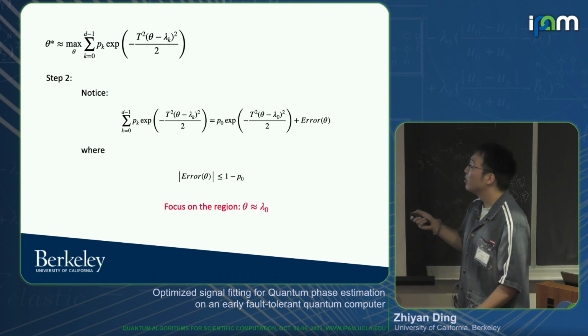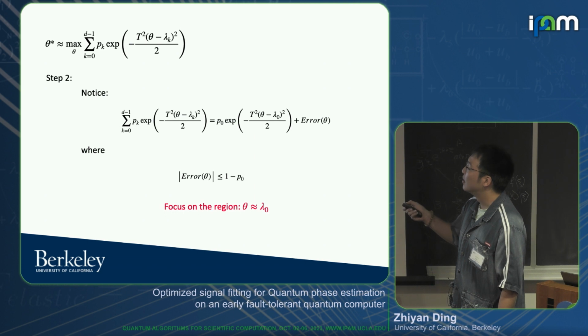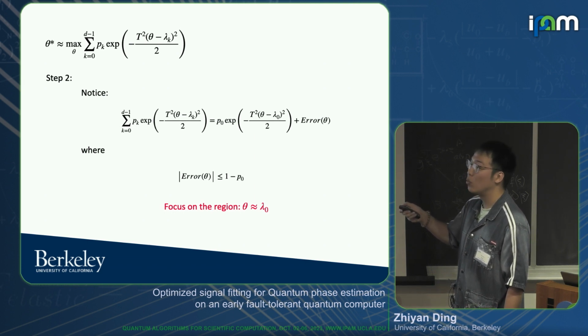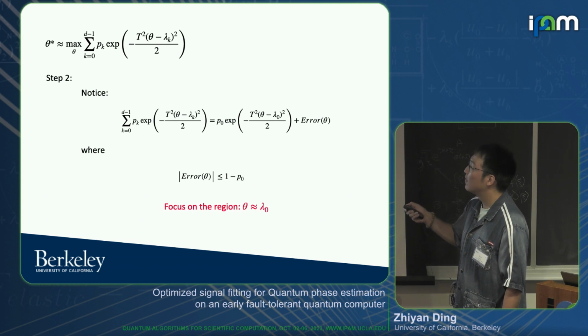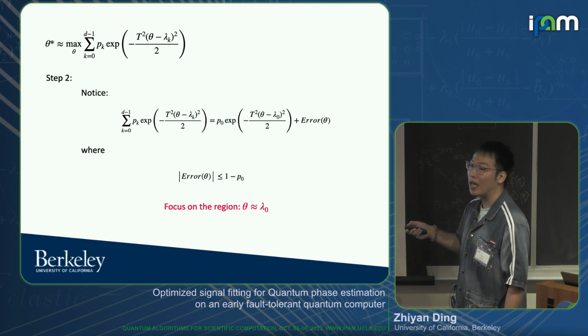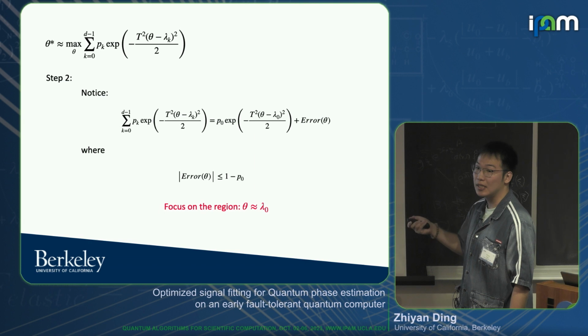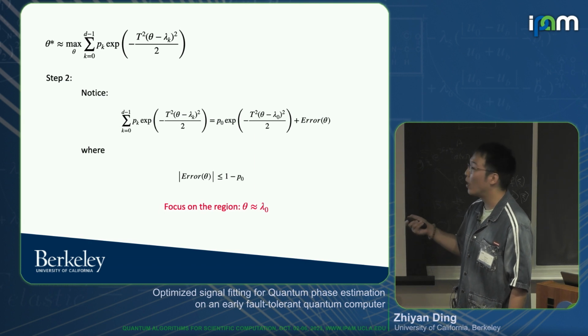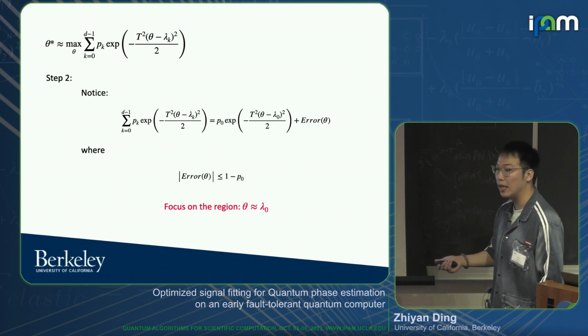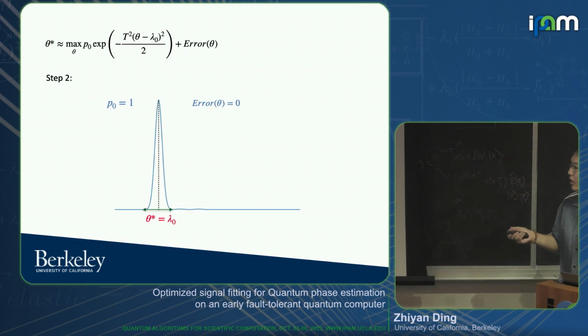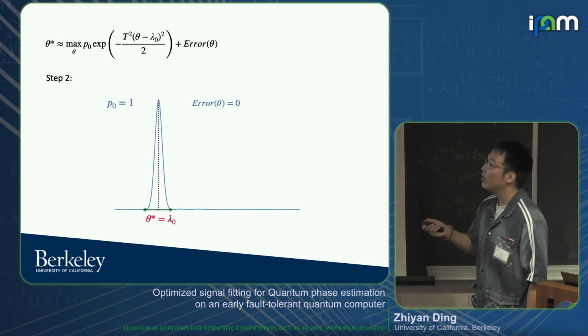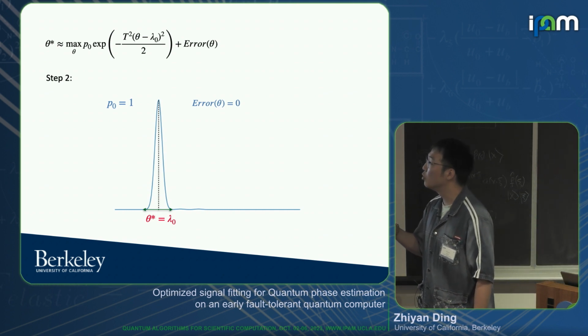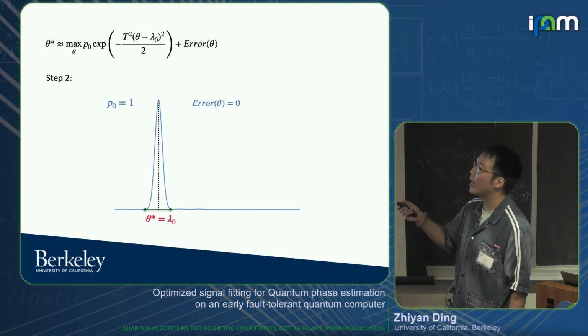One thing you can notice is that since this exponential part is always smaller than 1, the absolute value of this error term is always bounded by 1 minus p0. This means that if my p0 is very close to 1, this error term is actually very small. Then I only want to focus on the regime where theta is close to lambda 0. Okay? So now, in the case p0 equals 1, this essentially means that we don't have this error term.